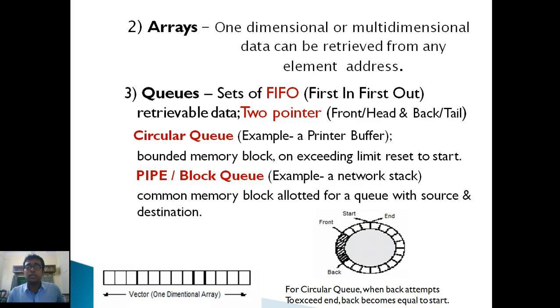Queues hold a set of first in first out retrievable data, with two pointers, the front head and the back head. This is in the case of a one-dimensional array. That's a register. In the case of queues, we have two types. We have circular queues also. An example is a printer buffer.